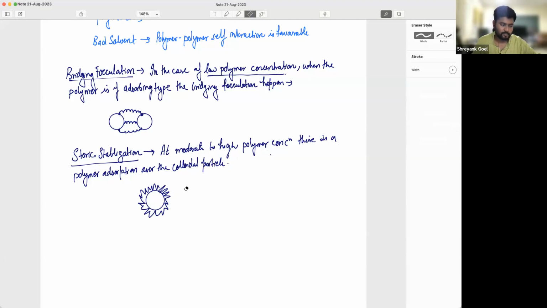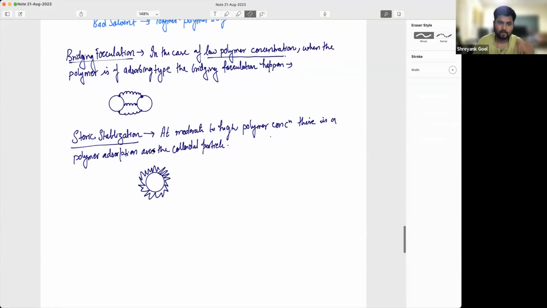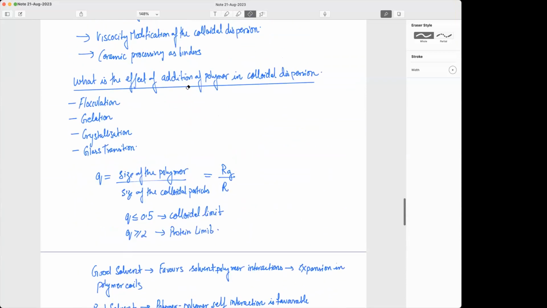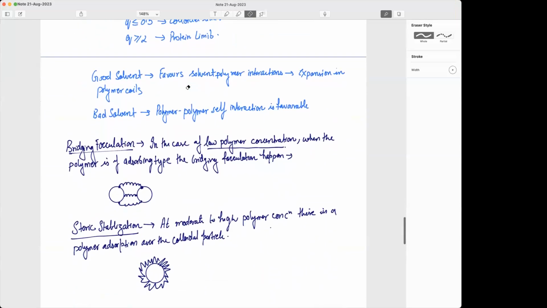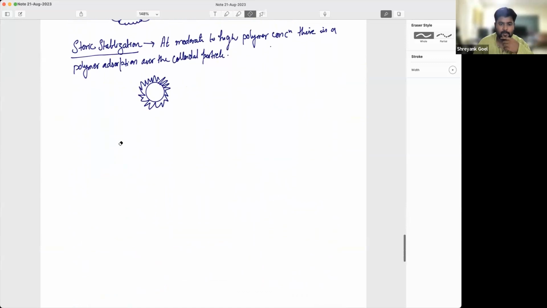Then the most important thing that we are going to discuss is, so any doubt till now? Anyone has any doubt in any of this concept? No, sir. Okay. So then we have depletion flocculation.